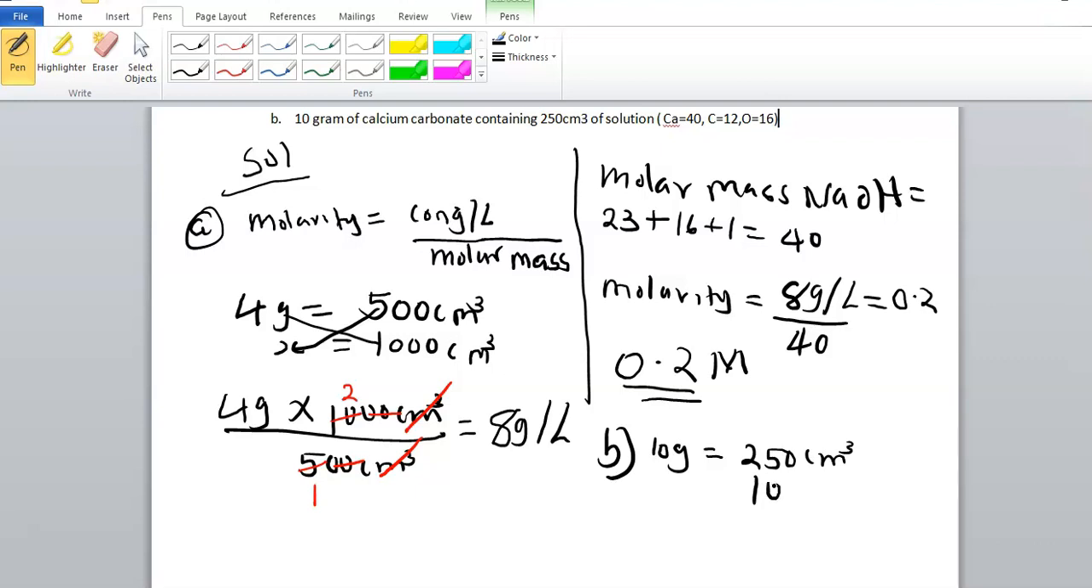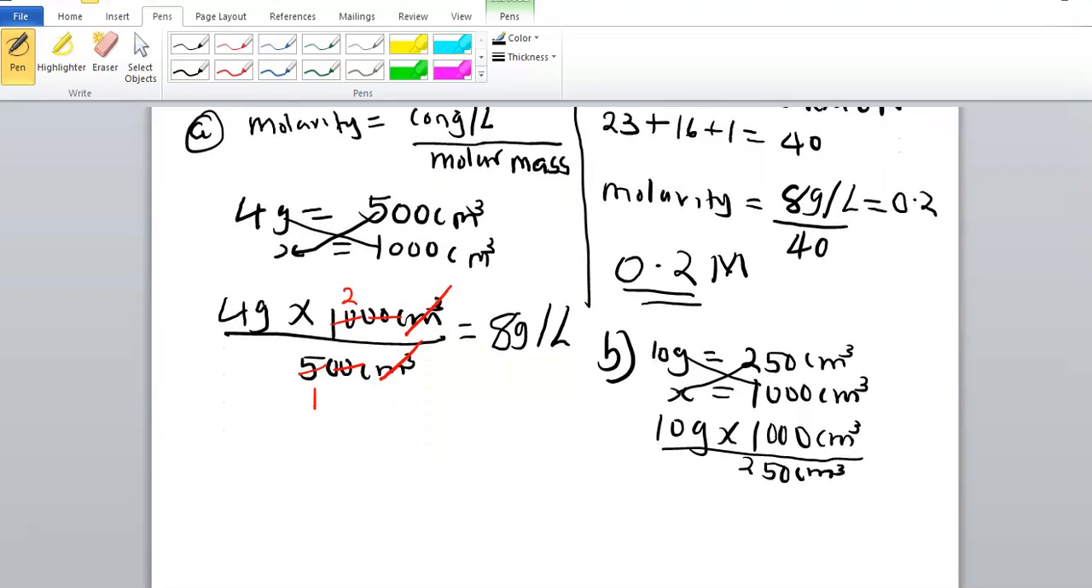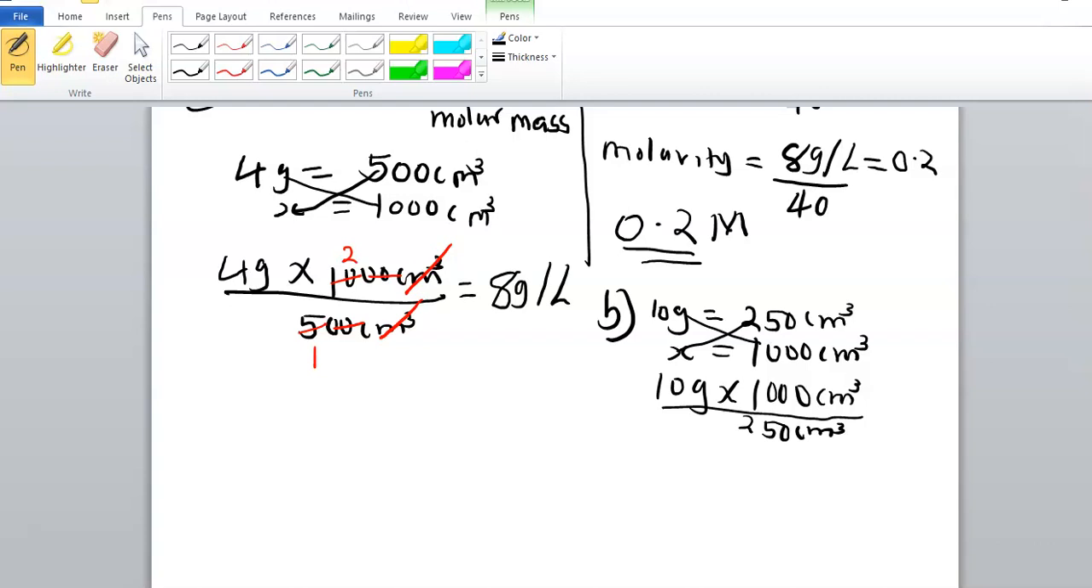Then we will say 1000 centimeter cubic. How much will it be equal to? X, we don't know, so cross multiplication. Then what do you get? 10 gram times 1000 centimeter cubic, all over 250 centimeter cubic. What I'm doing here is multiplying 10 times 1000, and anything you multiply by x goes down.